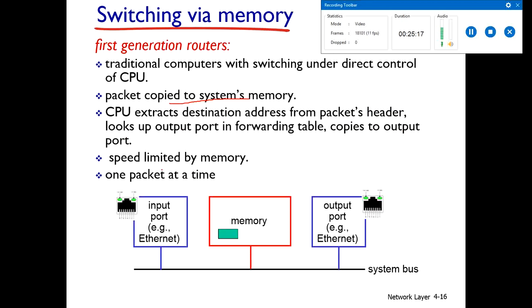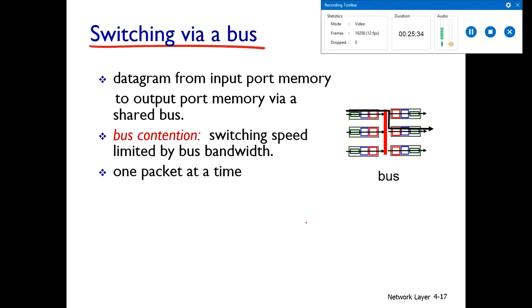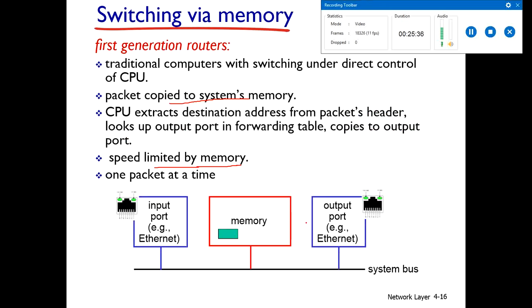But the basic drawback is that speed is limited by the memory. So if it's a high speed memory, the speed will be faster. If it's a low speed memory, the speed will be slower. And another is that only one packet can be transmitted at a time. So that was another disadvantage.